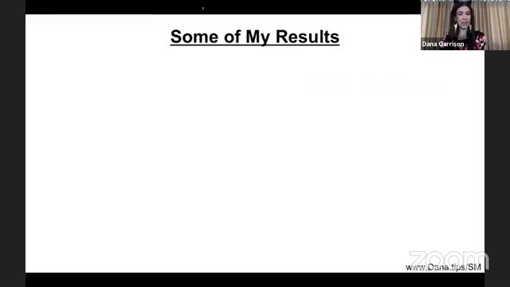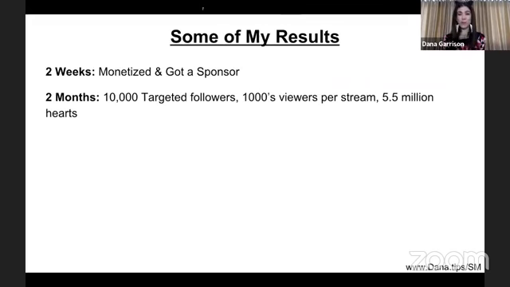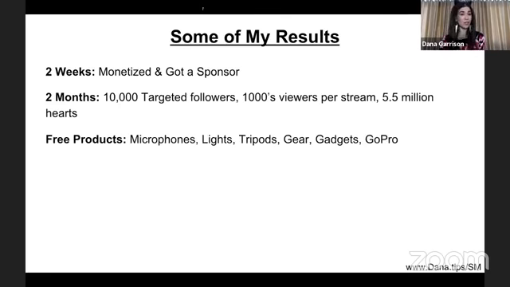Now, some of my results when I got started in the whole live video, social video space: within my first 2 weeks, I started making money. Within my first 2 weeks, I got a sponsor. Within my first 2 months, I had 10,000 targeted followers. Now, targeted followers is different than just regular followers. Targeted means it's the type of audience very specifically that you're trying to grow. I had thousands and thousands of views per stream that I was doing and 5.5 million hearts within the first 2 months. And then I started just getting free products.